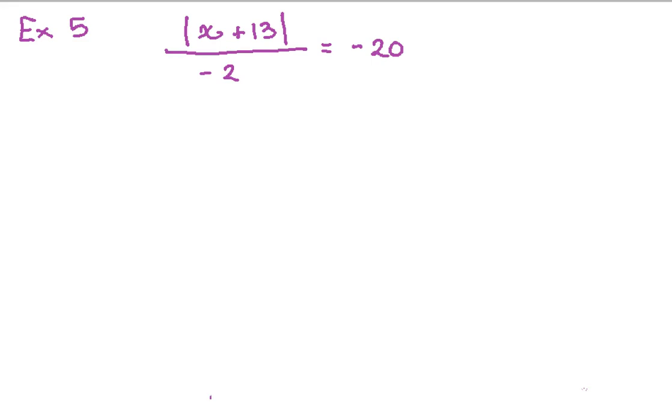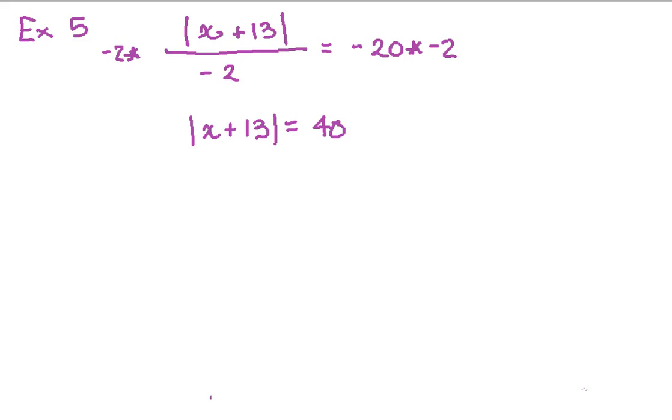So here I am faced with a negative value, and again my first reaction is, oh, it's negative, I can't do it. But if we take a look at the problem on this side of the equal sign, we have a negative here, so we need to actually multiply both sides by a negative 2 so that we can get this negative 2 and this negative 2 to cancel. So now I'm going to be left with an absolute value of x plus 13 is going to equal positive 40.